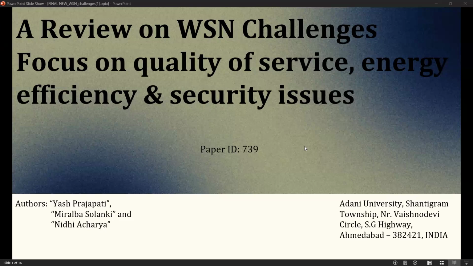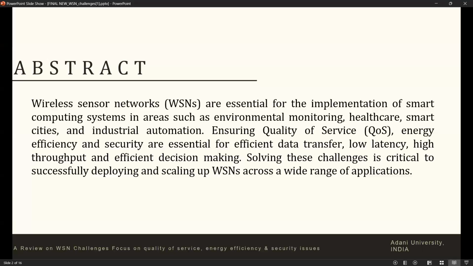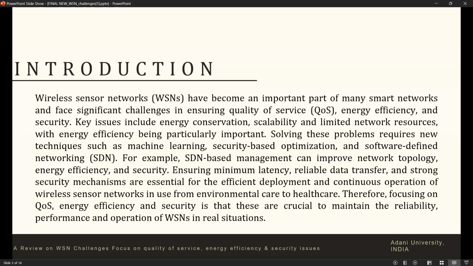Wireless sensor networks are revolutionizing fields like environmental monitoring, healthcare, and smart cities. For wireless sensor networks to work well, our focus is on three critical areas: quality of service, energy efficiency, and security issues. These are essential for efficient data transfer, low latency, high throughput, and efficient decision making. Now let us expand this topic with an introduction.